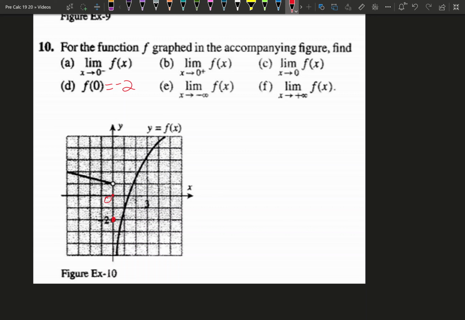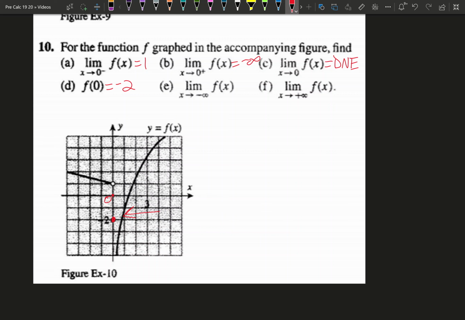Our one-sided limits as x approaches 0 from the left, it's going to be 1 because that's what our y-coordinate would be approaching. It does not matter that there is a removable discontinuity, that this is an open circle. Does not matter. The limit is still taking you to 1. Our limit as x approaches 0 from the right, our other one-sided limit here, this function just keeps decreasing without bound, so it's going to be negative infinity. That means our two-sided limit does not exist because our one-sided limits are not equal.